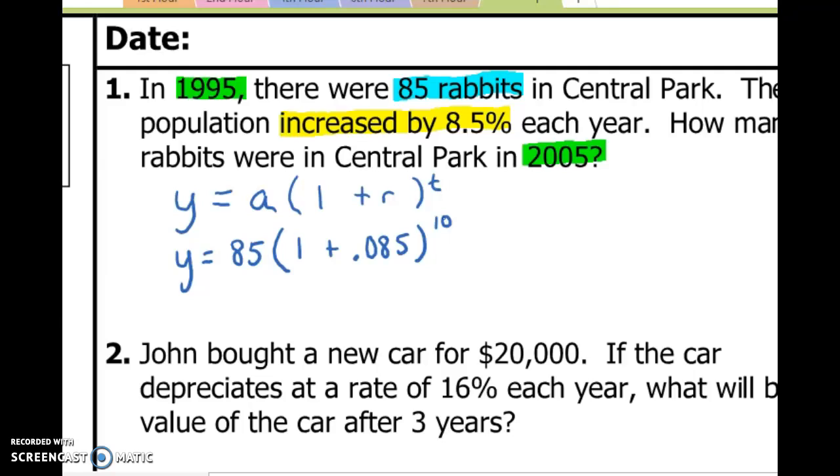So from this point, you can enter the whole entire problem on your calculator. 85, parentheses, 1 plus 0.085, close your parentheses, to the power of 10. Our answer is there would be 192.18. So roughly 192 rabbits.